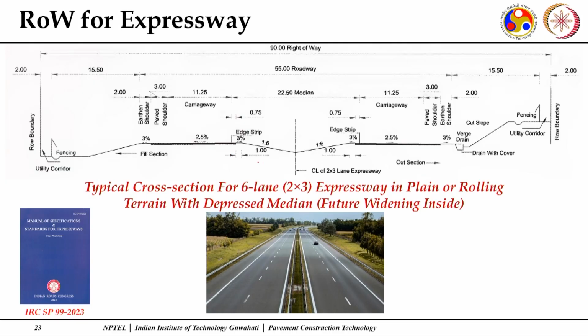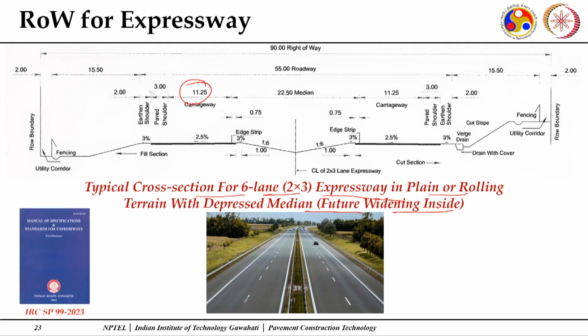So, here you can see a depressed median, and see how much width is recommended. It is a typical cross section for a 6 lane, since it is a dual carriageway, 3 lanes on one side, 3 lanes on the other side. That is why 3.75 into 3, 11.25. So, the width of the carriageway is this. This is for an expressway in plain or rolling terrain with depressed median, with future widening inside.